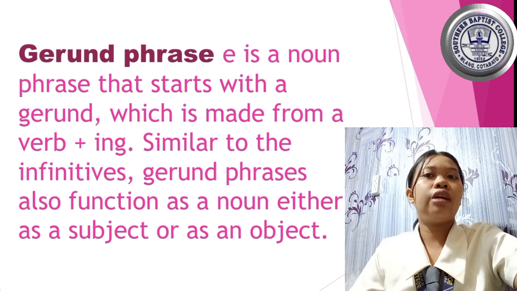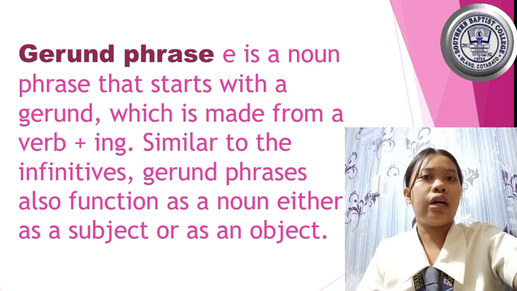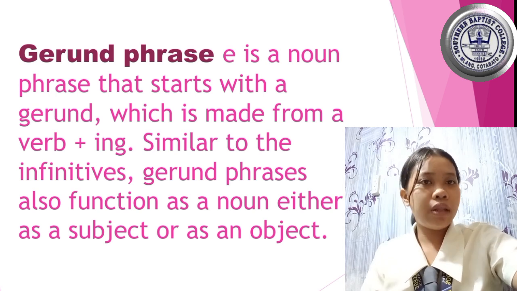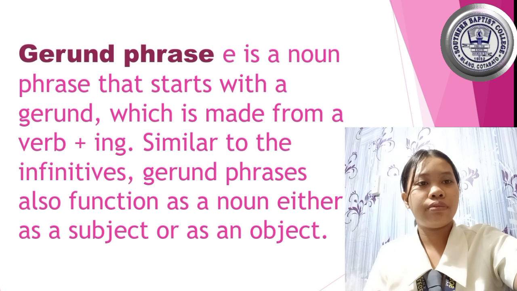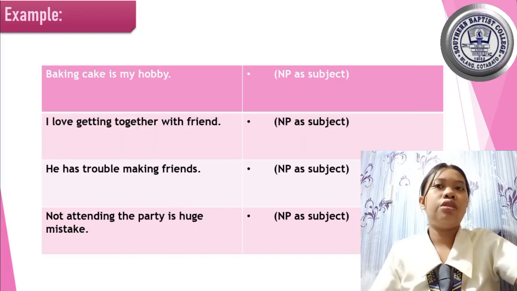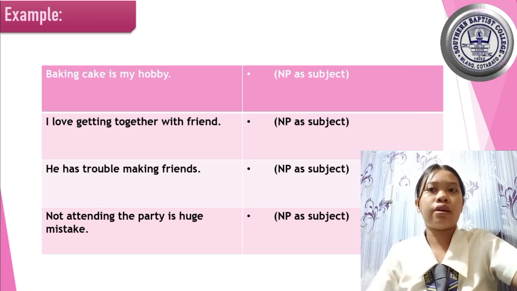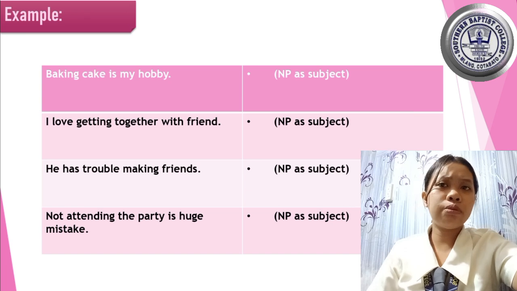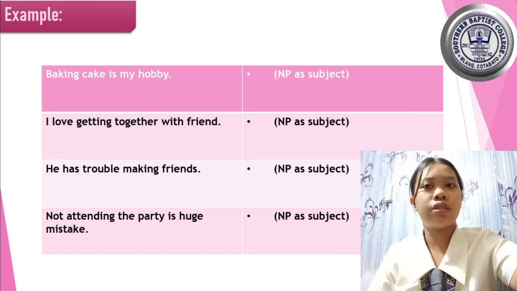Another is the gerund phrase. The gerund phrase is a noun phrase that starts with a gerund, which is made from a verb plus ing. Similar to the infinitives, gerund phrases also function as a noun, either as a subject or as an object. So here's the example. The first example is, baking cake is my hobby. Second, I love getting together with my friends. Third, he has trouble making friends. Fourth, not attending a party is a huge mistake.